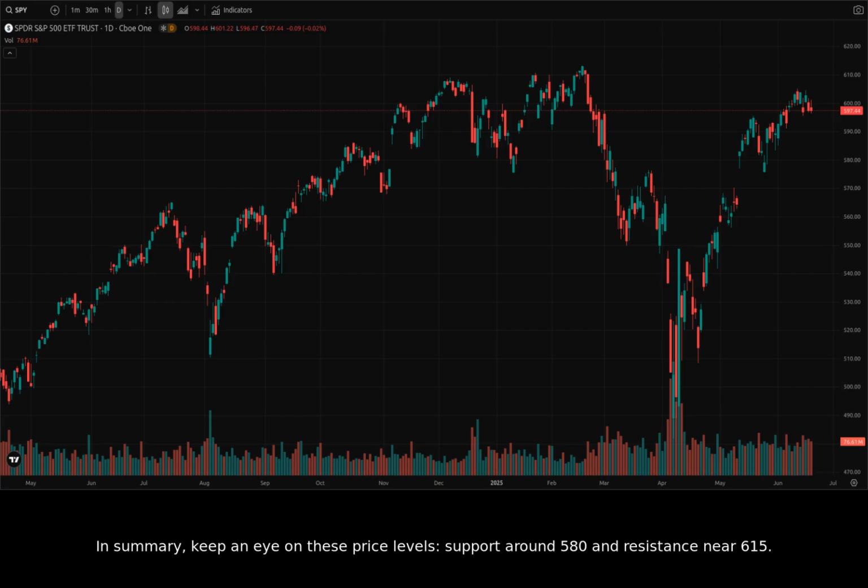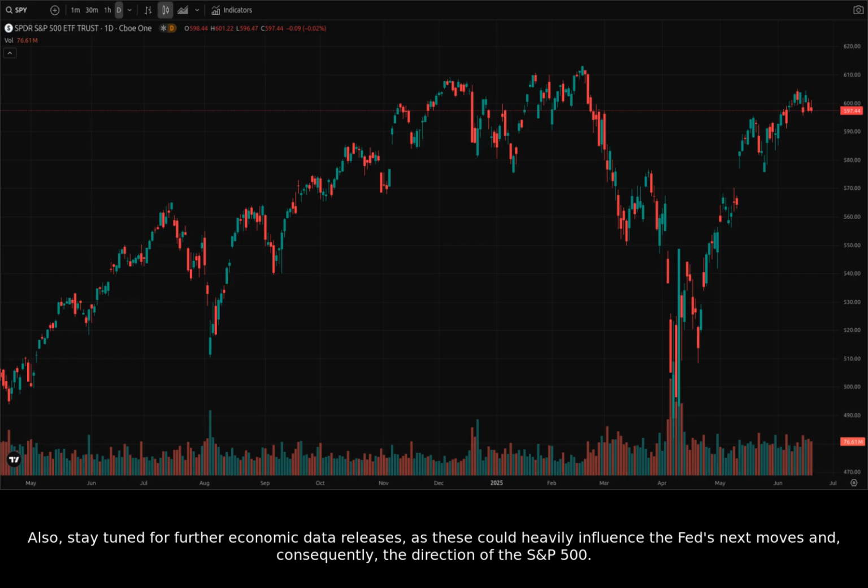In summary, keep an eye on these price levels, support around 580 and resistance near 615. Watch for volume confirmation on any breakouts or breakdowns. Also, stay tuned for further economic data releases, as these could heavily influence the Fed's next moves and, consequently, the direction of the S&P 500.